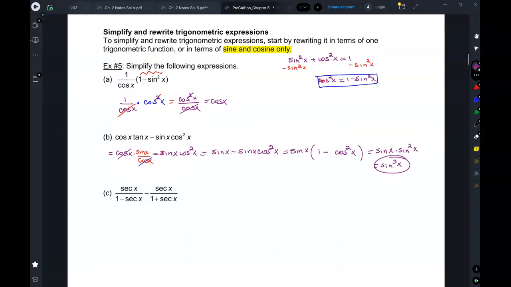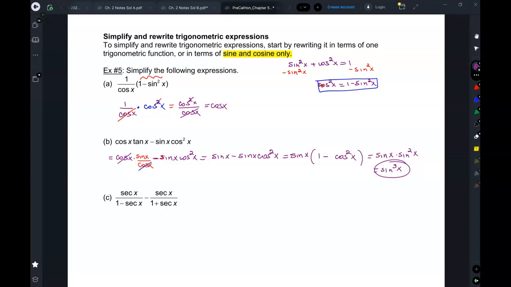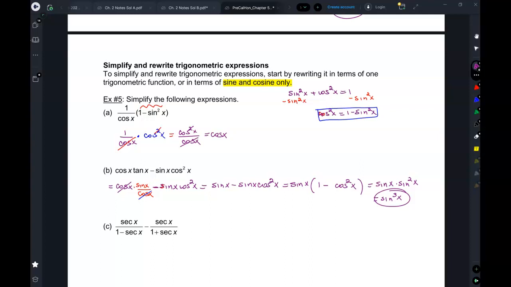Okay, look at this Pythagorean identity at the very top. Sine squared x plus cosine squared x equals 1. Let's subtract cosine squared from both sides. What do I get? Sine squared x equals 1 minus cosine squared x, right?